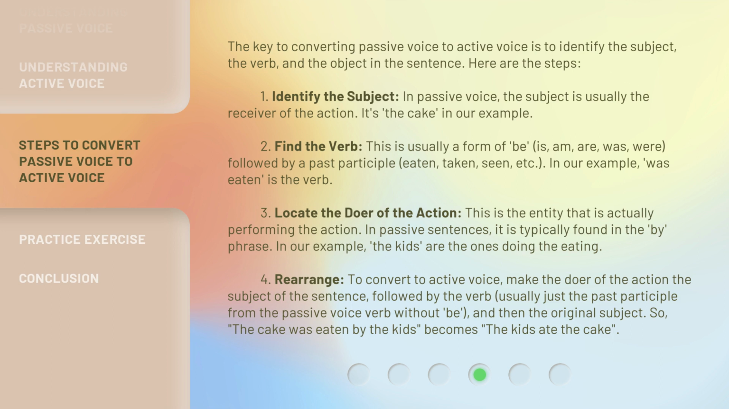4. Rearrange. To convert to active voice, make the doer of the action the subject of the sentence, followed by the verb, usually just the past participle from the passive voice verb without be, and then the original subject. So, "the cake was eaten by the kids" becomes, "the kids ate the cake."